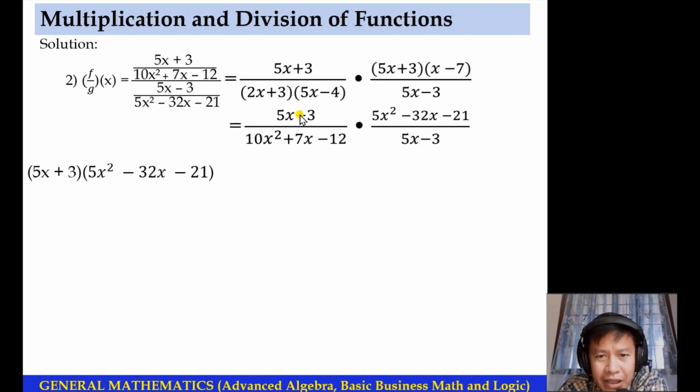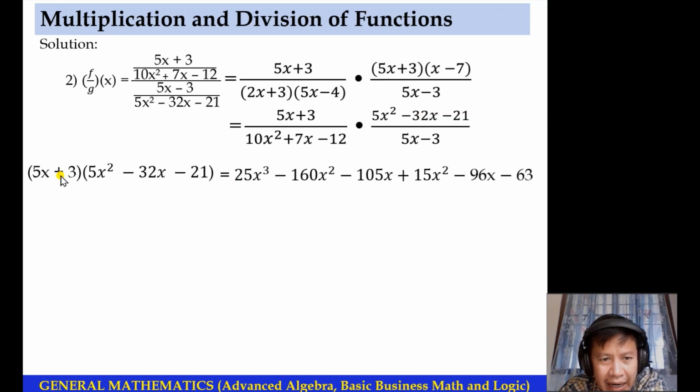Okay, now we are going to multiply the numerator. Our numerator is 5x plus 3 quantity times 5x squared minus 32x minus 21. Then we are going to apply the distributive property of multiplication. How? 5x times 5x squared is equal to 25x cubed. 2 plus 1 is equal to 3. Did you understand? Then negative 32x times 5x. 32 times 5 is equal to negative 160. Then 1 plus 1 is equal to x raised to 2 because you are going to add the exponent. Did you understand, students?